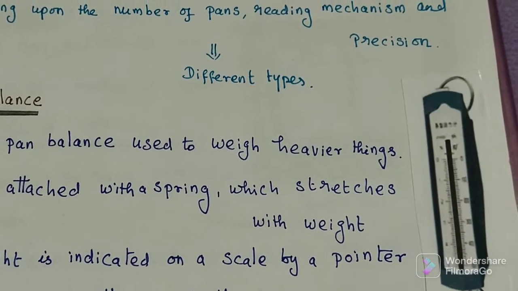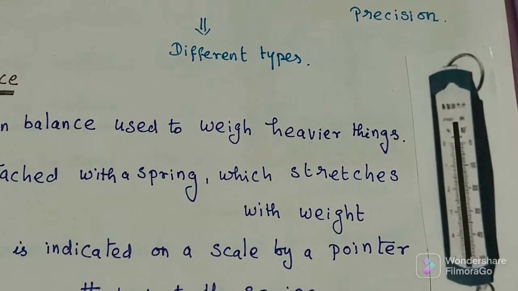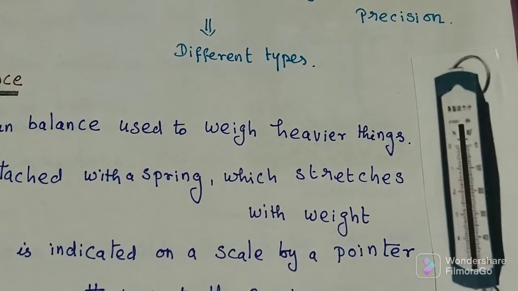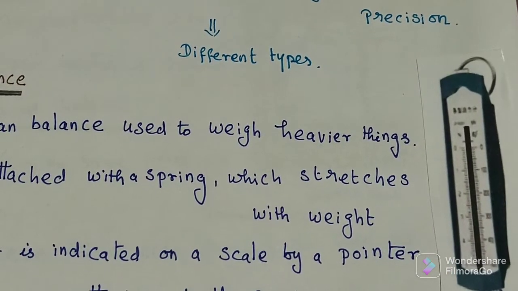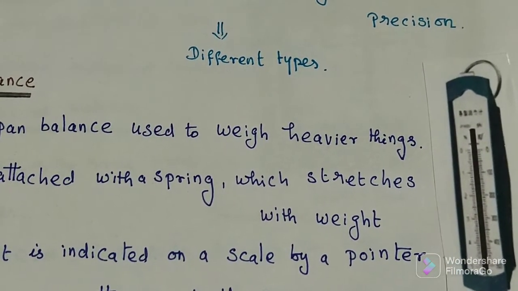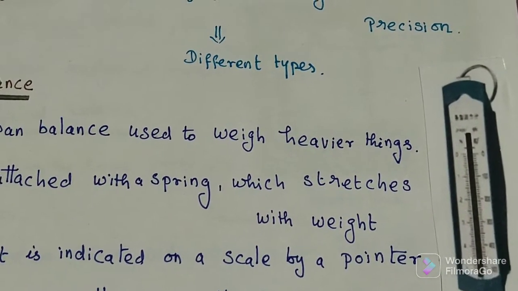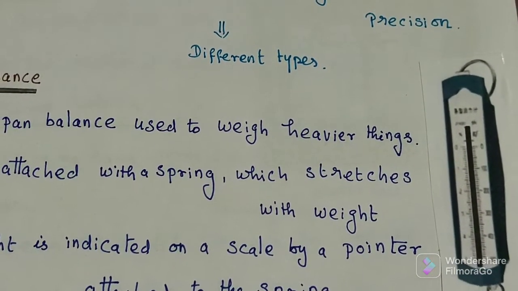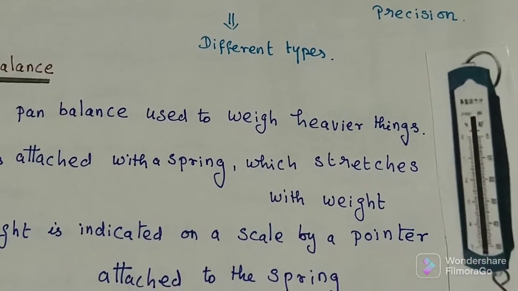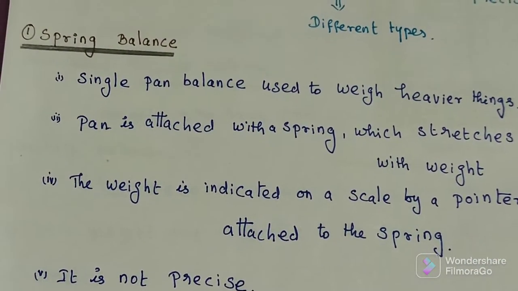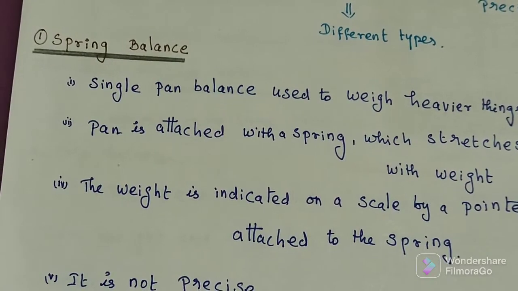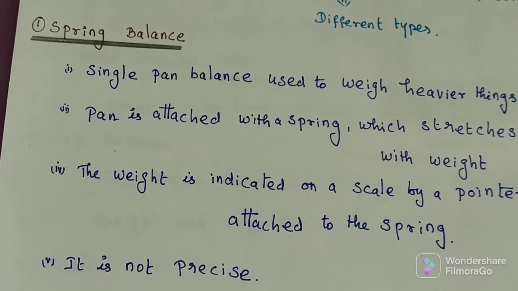Here we can see in the image the scale which is used for reading when we hang any weight or object. It has only one disadvantage: the measurement is not that accurate.